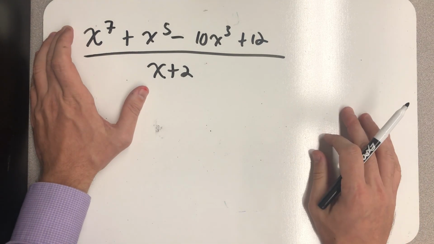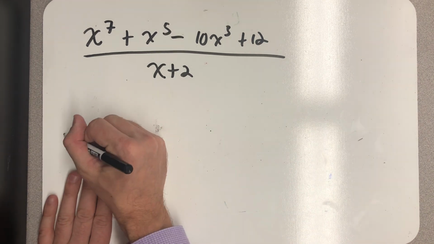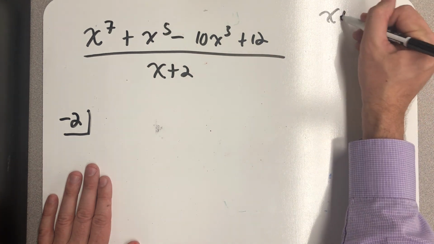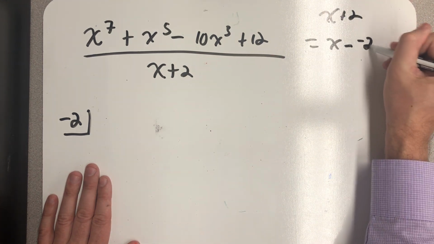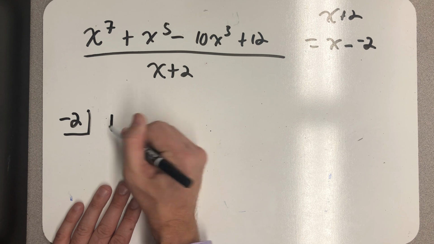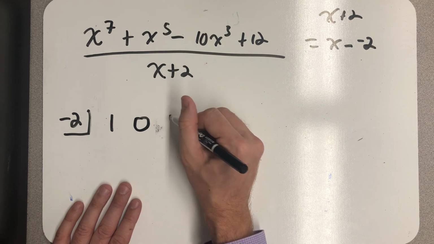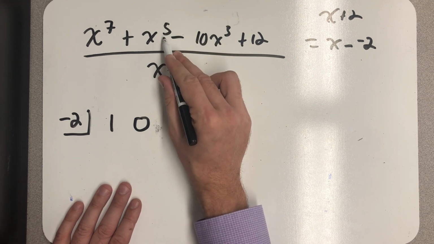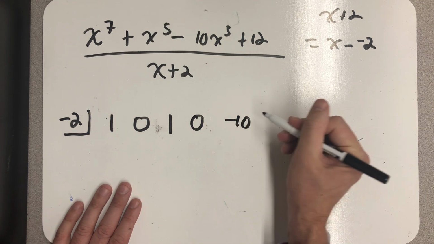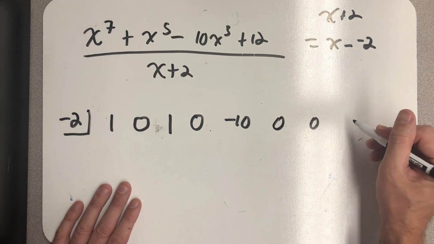I want to divide x to the 7th plus x to the 5th minus 10x cubed plus 12 by x plus 2. Minus 2 goes in the box because this is really x minus a minus 2. Now I need to write the coefficients. The x to the 7th term has a coefficient of 1. There is no x to the 6th term, and this is where I need a placeholder. X to the 5th has a coefficient of 1. X to the 4th should be next, but it's missing, so I need a placeholder. Minus 10. And then that 12, but I should see an x squared and an x to the 1st, so I need 2 placeholders and then the 12.